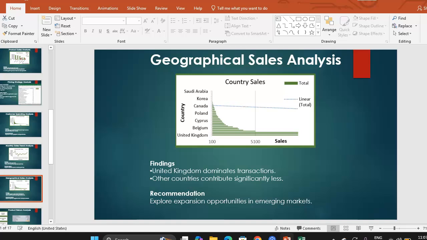Then geographical sales analysis, also known as country sales analysis. In this analysis, I studied geographical sales distribution. Using pivot table, I calculated transaction counts and sales across countries. The result indicate that the United Kingdom contribute the largest share of transactions. This suggests that the company has a strong market presence in that region. Country level analysis help business identify strong markets, growth opportunities, expansion strategy. This information can support future business planning.